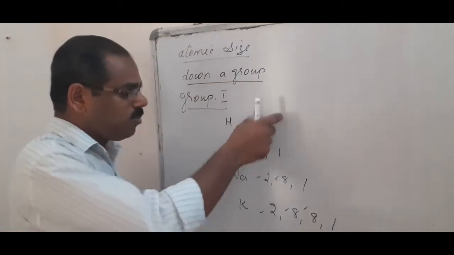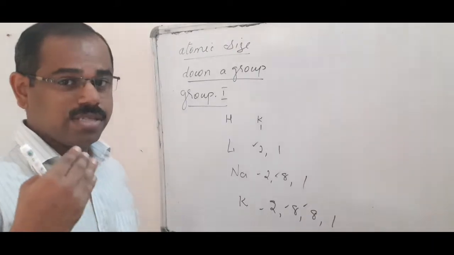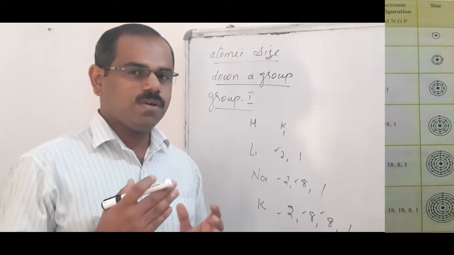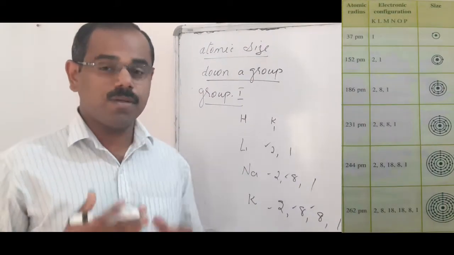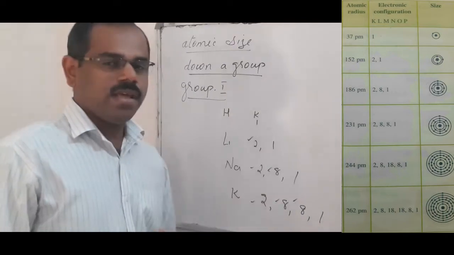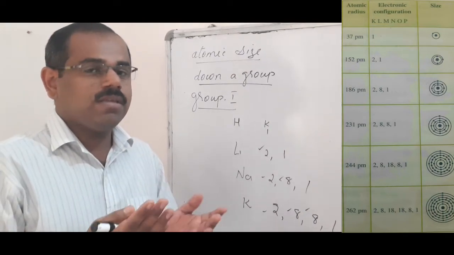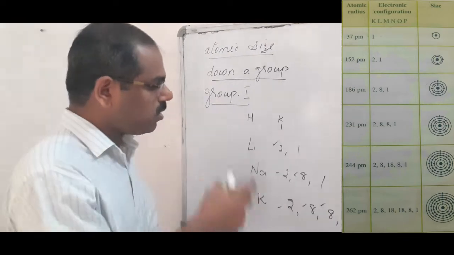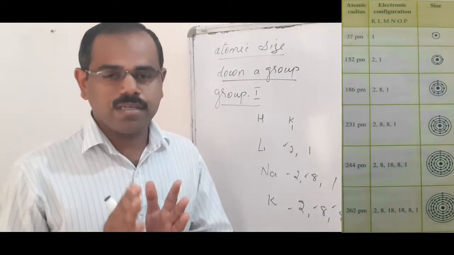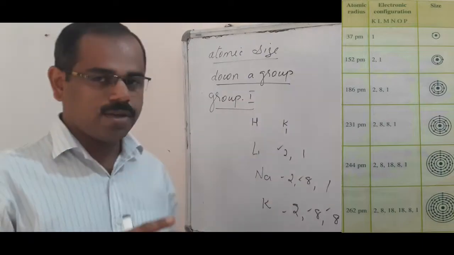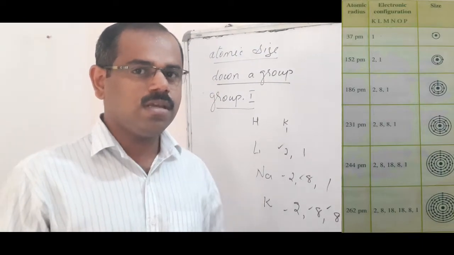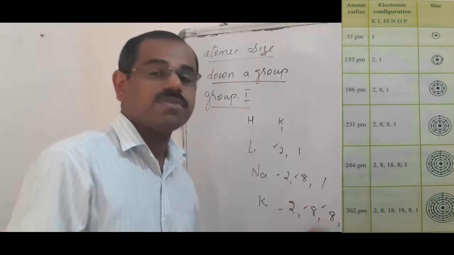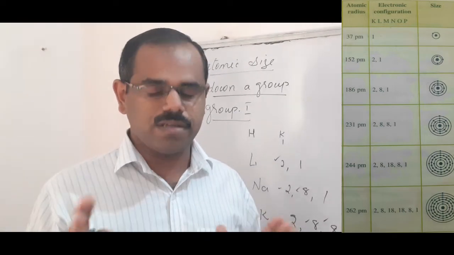So we see, top to bottom, the number of shells increases, so the atomic size also increases. While going from top to bottom of a group, the number of shells increases, so the nuclear pulling decreases, even though the nuclear charge increased. So top to bottom, the atomic size increases. Once again, top to bottom, the atomic size increases due to 2 reasons: the decreasing effect of nuclear pulling and the increased number of shells.